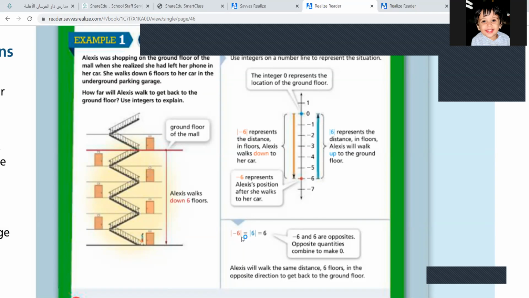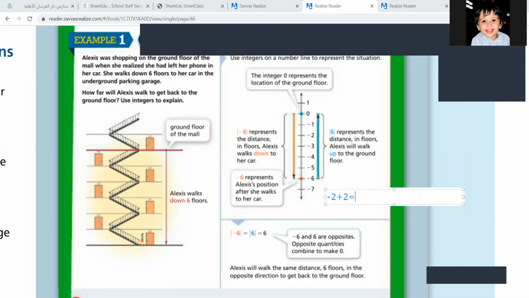Now, minus 6, this is the absolute value. If I say minus 6, it can be written this way also, where you just remove the minus sign and write the answer as 6. Minus 6 and 6 are opposites. Opposite quantities combine to make 0. Yes or no? If I write minus 2 and plus 2, what's the answer?